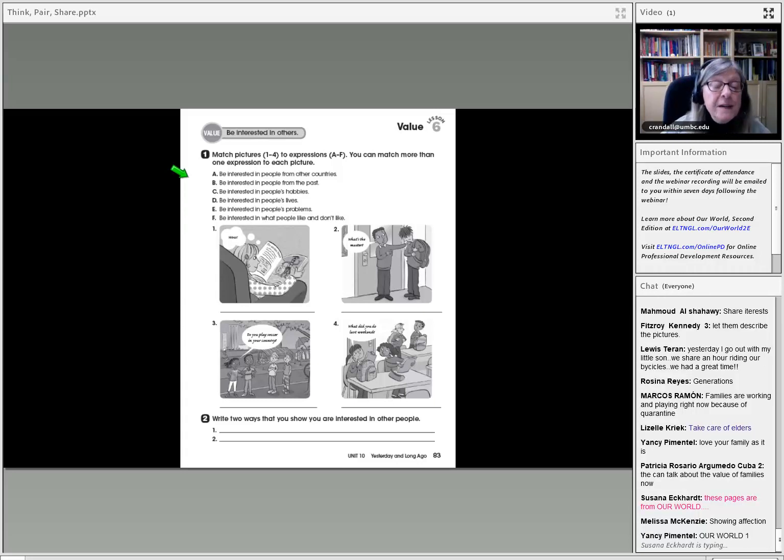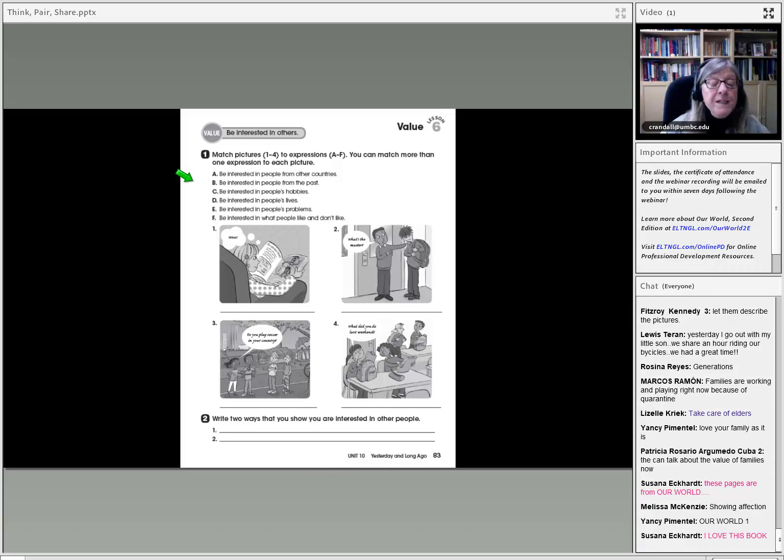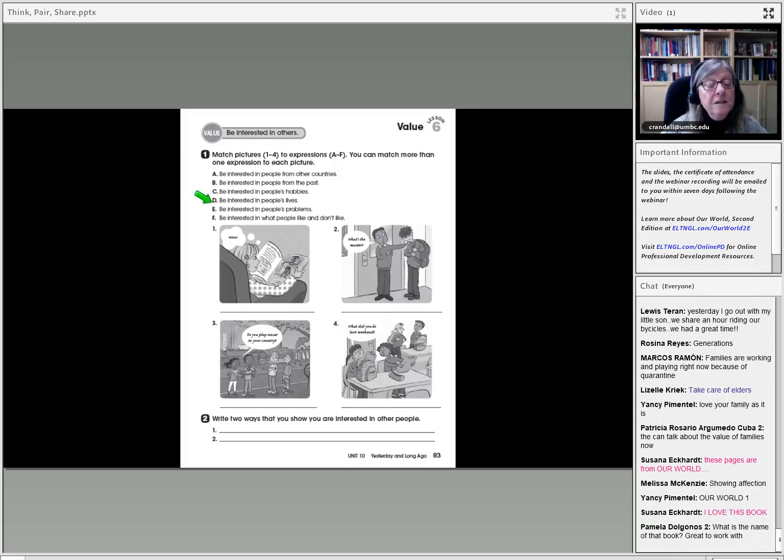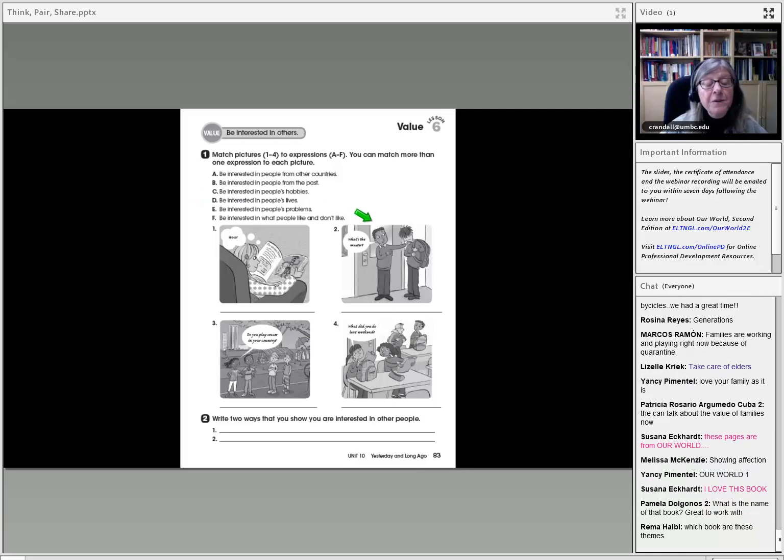And it also talks about, then really important, being interested in people from the past, because part of who we are, part of who our families are, part of who our communities are, is because of who came before us. And it could be even back toward ancient times. It's also being interested in people's hobbies, asking them about them, interested in their lives, interested in their problems. I particularly like this cartoon, for this graphic, where the little boy's asking the other little boy, what's the matter? And being interested in what people like and don't like.